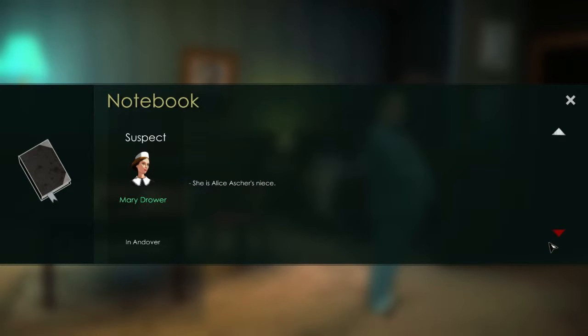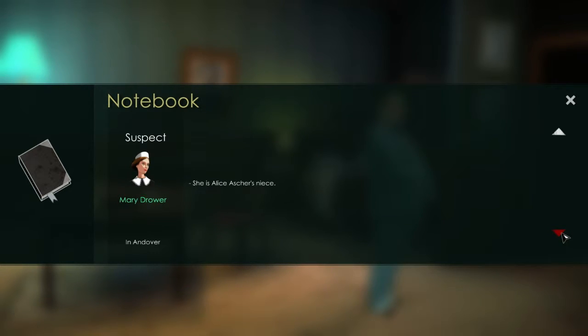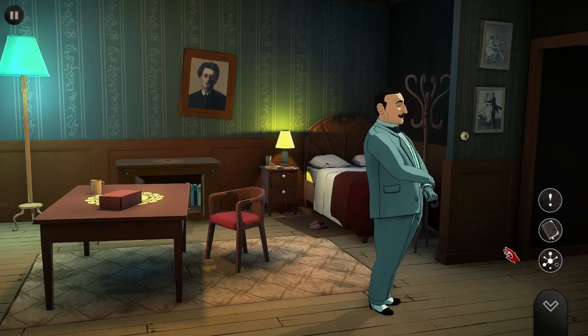The suspect, Mary Drover. She's Alice Asher's niece. Why is she a suspect? Well, I guess in this period of time, pretty much everyone is a suspect. So that's her, the victim and the suspect. I don't see how she is a suspect though, but okay then.